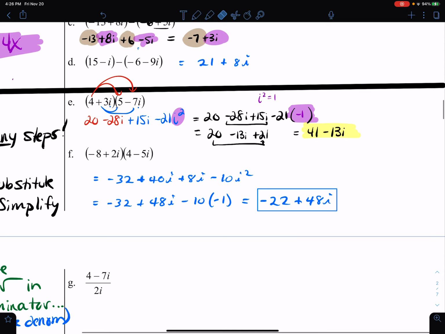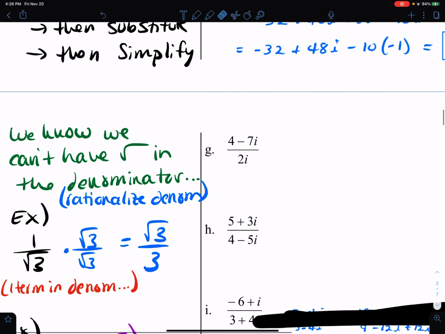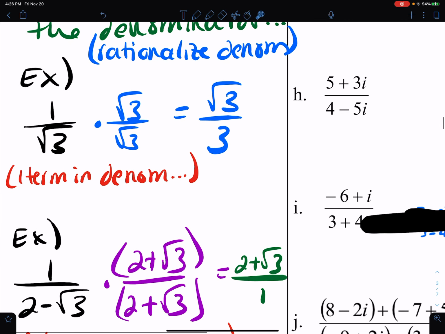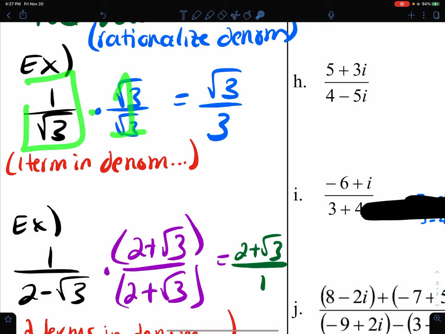Now, the last operation for today, we're going to be talking about when there's a division. This is just a little side information. Like we know from before, we're not allowed to have square roots in the denominator of a fraction, and a lot of times you've seen directions that say rationalize the denominator. There were two types of examples we saw. Example number 1 was when we just had one term in the denominator. We can't have the square root of 3, so we get creative and multiply by 1, because we know any number times 1 is still itself.